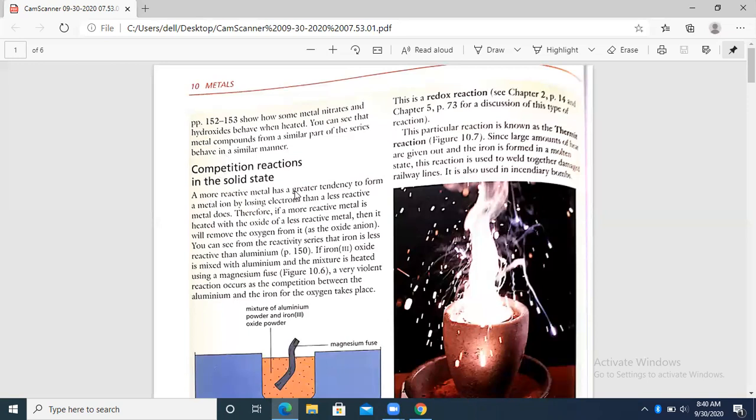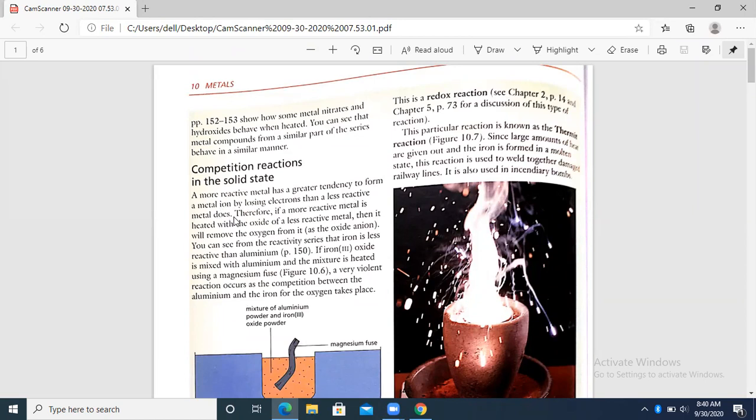So listen, a more reactive metal has a greater tendency to form a metal ion by losing electrons than a less reactive metal. That means, for example, there are two metals. Out of them, which is the more reactive metal? We get that from the reactivity series. If there are potassium and sodium, potassium is more reactive than sodium, you know that. So the more reactive metal has a greater tendency to form a metal ion by losing electrons than a less reactive metal.